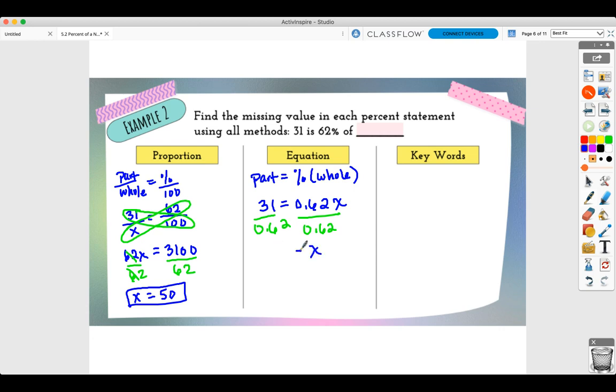So x is going to equal, and then when you're dividing by a decimal smaller than 1, the number is going to get larger. That's how it works. And you're going to still get 50 this way. And lastly, keywords. So it equals percent multiplying unknown. There we go. 31 is equal to 0.62 x. And I know these end up the same way. I just find it easier to get that way.